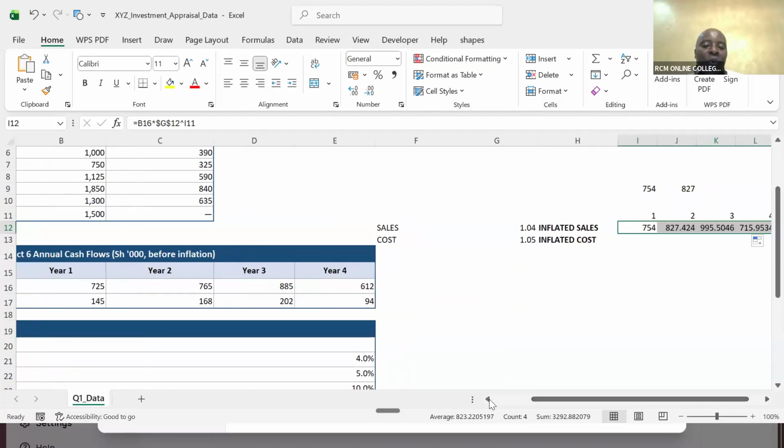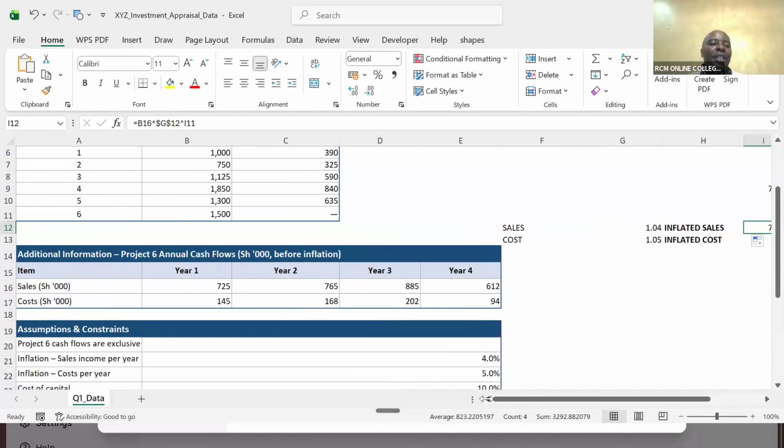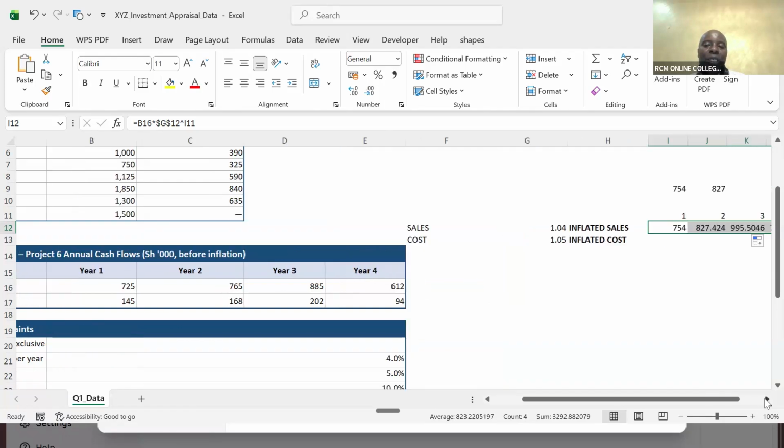You see the figures that we have here. These figures here, they are before inflation. Like this 145 is before inflation, and we want to inflate it using this factor 1.05. So there is no problem. Ladies and gentlemen, what I need to do is quite an easy thing. This is what I need to do.